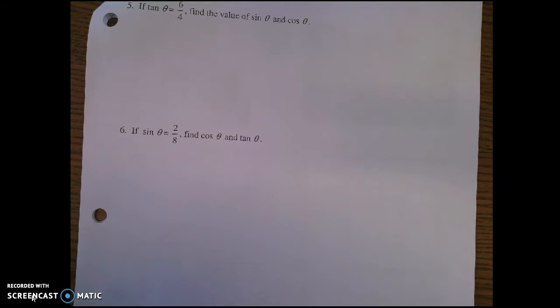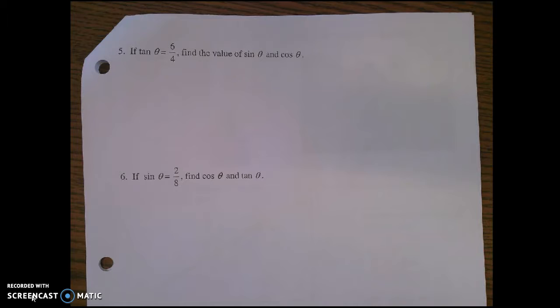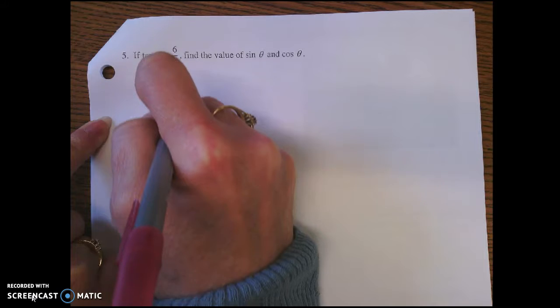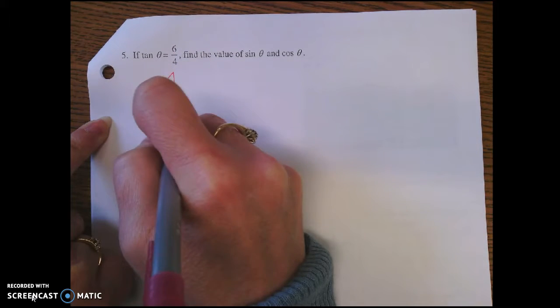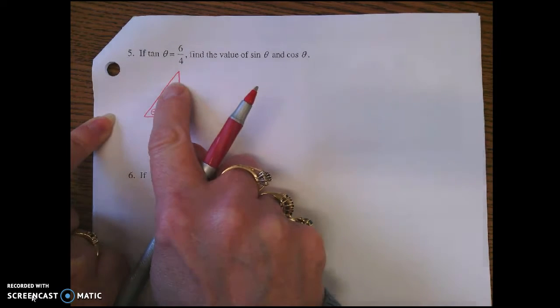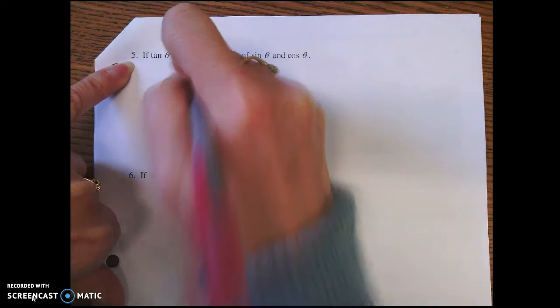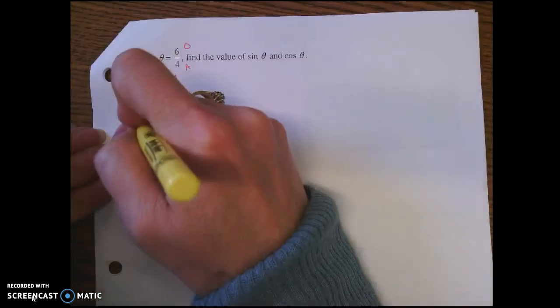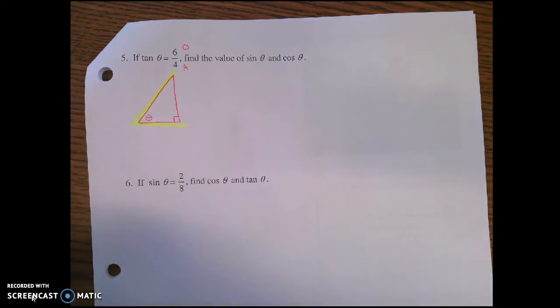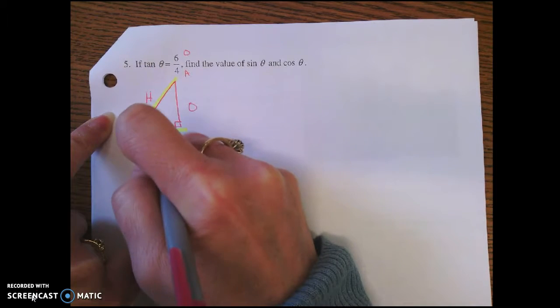Okay. Last type of thing you're going to be asked to do is a problem like this. If tangent of theta is 6 over 4, find the value of sine of theta and cosine of theta. Well, I know sine, cosine, and tangent are only defined on right triangles. And here's where I'm choosing to put my theta. You could also put it up there. Doesn't matter. I know tangent is opposite over adjacent. So in my picture, I want to label my three sides. Here's opposite, here's a hypotenuse, here's adjacent.